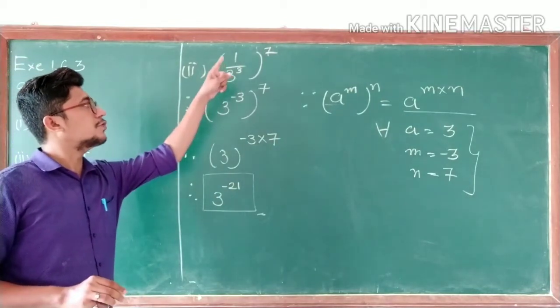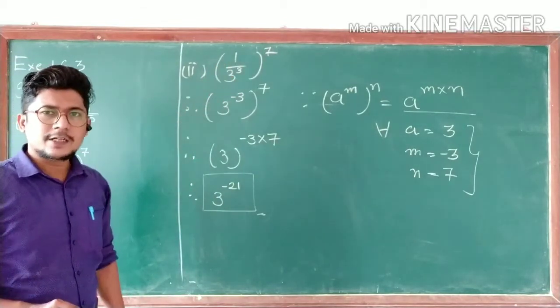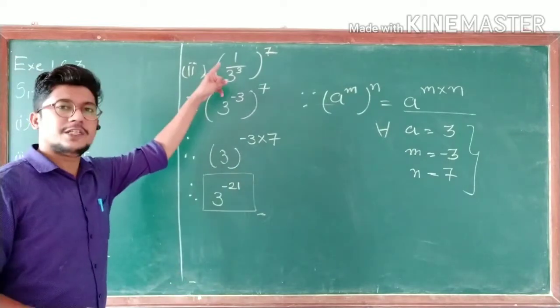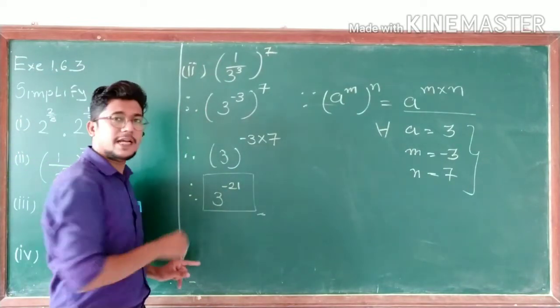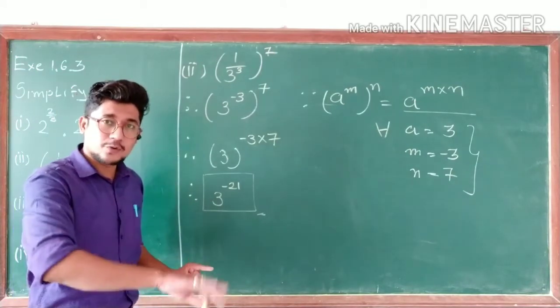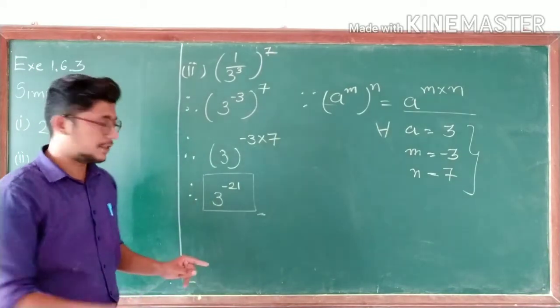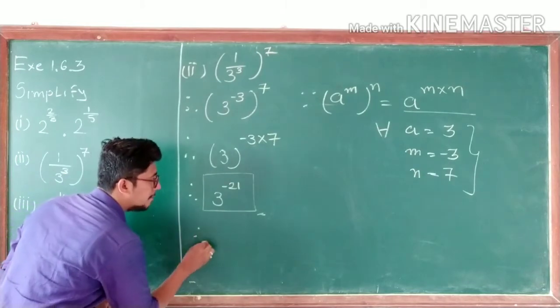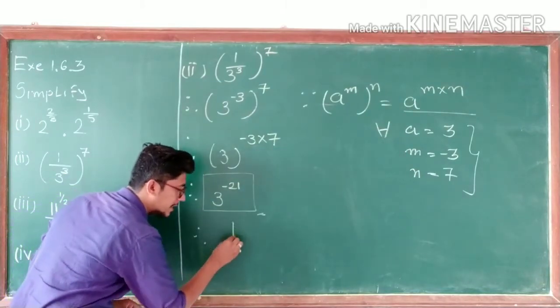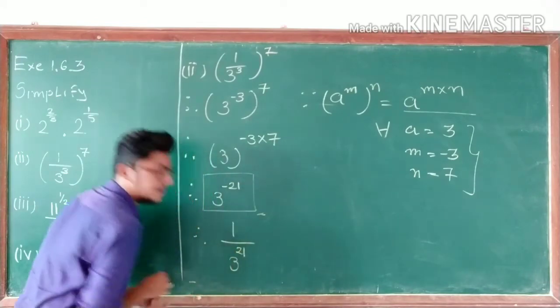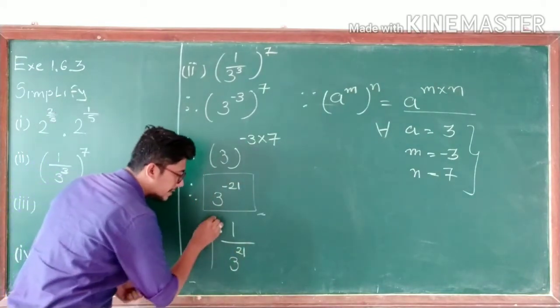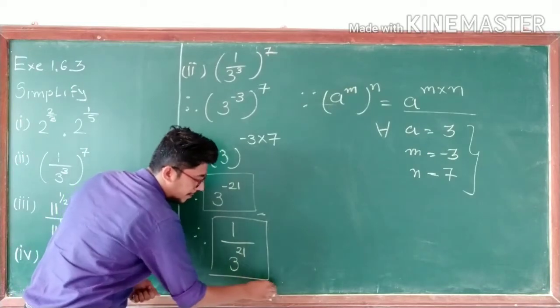Question is given in terms of 1 upon 3 power 3. So it is better कि जैसा क्वेश्चन है वैसा ही आंसर हो. So since here 3 power minus 21 is there, you have to again convert it into the inverse. वो कैसे करोगे? 3 power minus 21 can be written as 1 upon 3 power 21. So this answer is desirable.